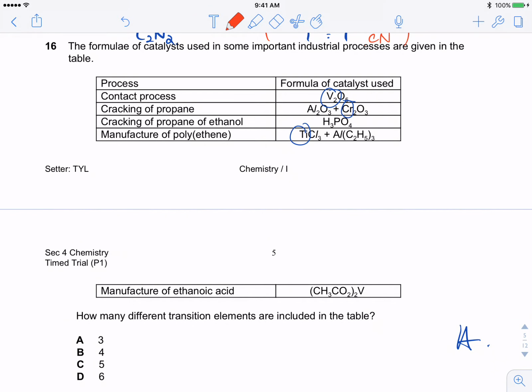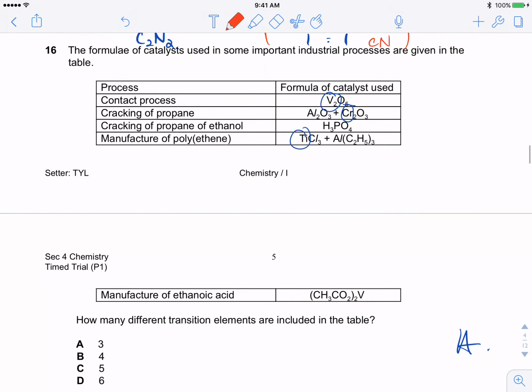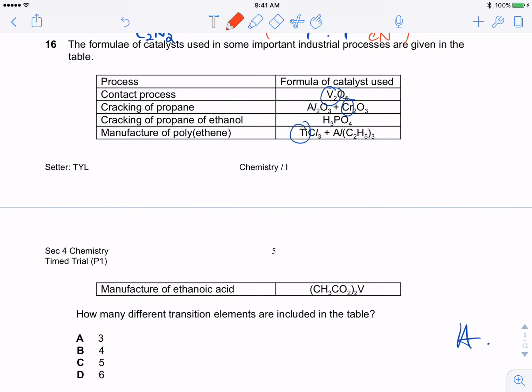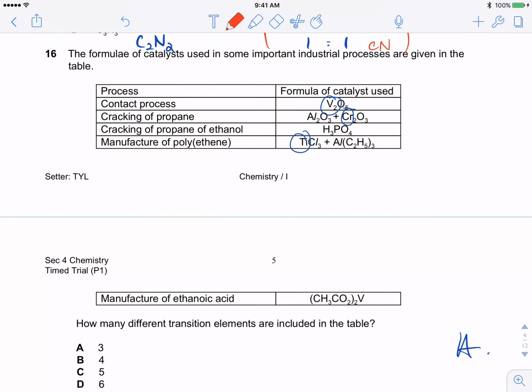Question 16. Why is my iPad at 9:41 AM? Now it's 5:34. Okay, never mind.